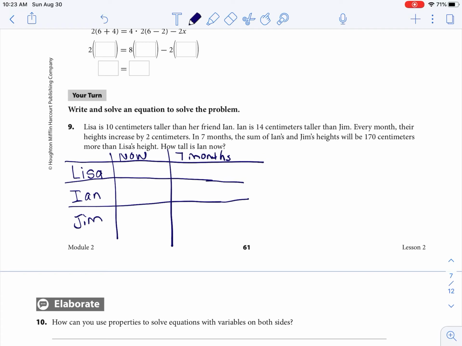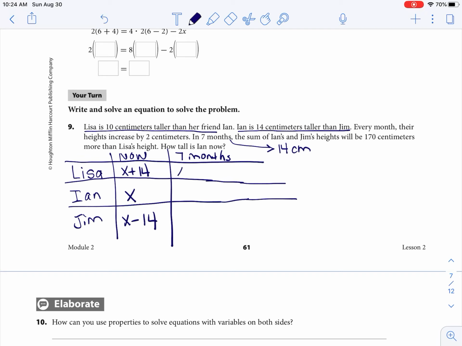Okay, so we have Lisa is 10 centimeters taller than Ian. Ian is 14 centimeters taller than Jim. So everybody's related to Ian, so I'm going to make him X. Lisa is 10 taller than Ian, so she's X plus 10. Ian is 14 taller than Jim. In other words, Jim is 14 shorter than Ian, so I'm going to make him X minus 14. And it says every month their height increases by 2 centimeters. So in 7 months, they're all going to have grown 14 centimeters.